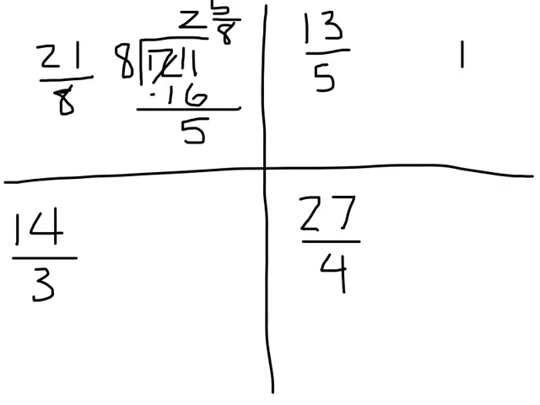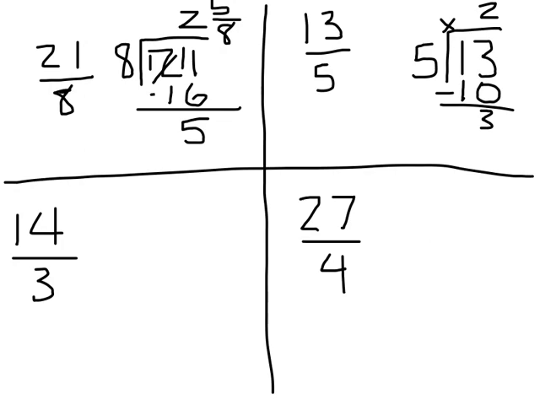Let's try 13 over 5. How many times does 5 go into 13? 5 goes into 13 2 times. What's 5 times 2? It's 10. When I subtract, there's 3 left over. So 13 over 5 is the same as 2 wholes with 3 out of 5 left over.